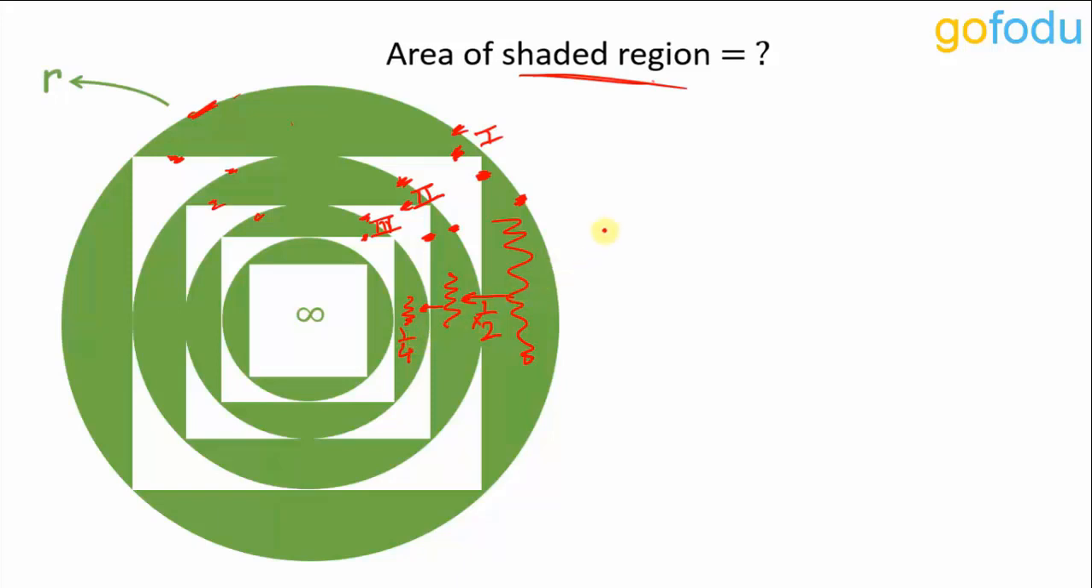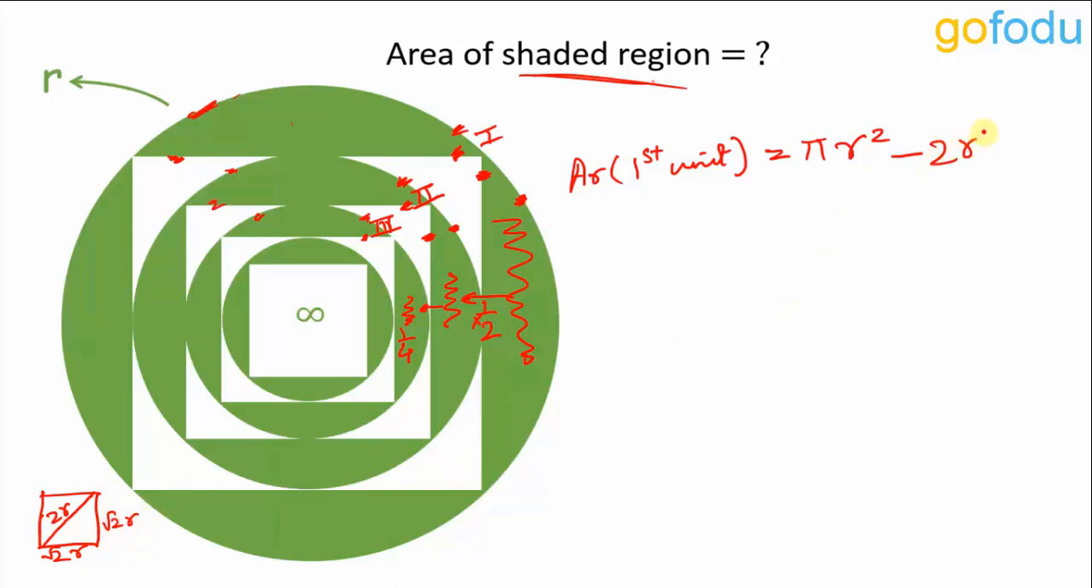So the area of the shaded region in the first unit is what? The area of this outer circle, that is pi r square, minus the area of this white colored square. Talking about the square, its diagonal is the diameter of this outer circle. So its diagonal is 2r. When the diagonal is given as 2r, the side will be what? 2r upon root 2, that is root 2r and root 2r. So the area of this square will be root 2r whole square, that is 2r square. Treat this as A.